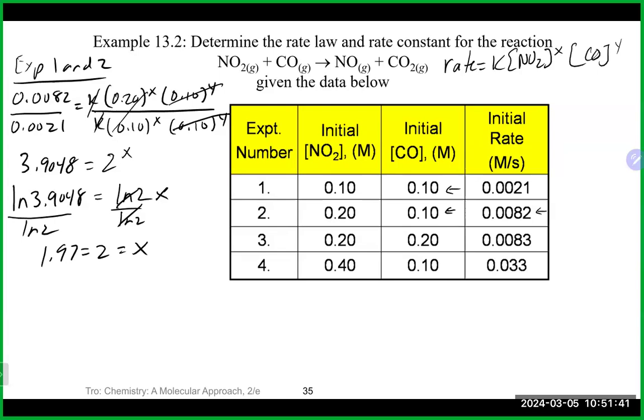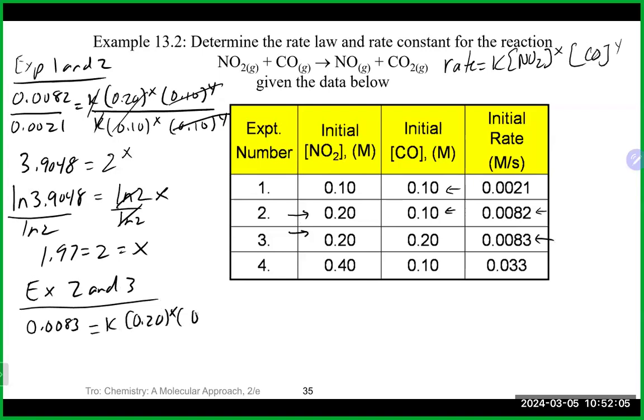All right. So now that we did that, it looks like you have just one option, I think, for the NO2. The only place where they stay constant is experiments 2 and 3. We'll do that for you. So experiment 2 and 3. I'm going to go with this guy, which is barely larger, I guess. So that's going to be 0.0083 equals K times 0.2 to the X, 0.2 to the Y. And we'll put number 2 on the bottom here, 0.0082 equals K, and we got 0.2 to the X and 0.1 to the Y.